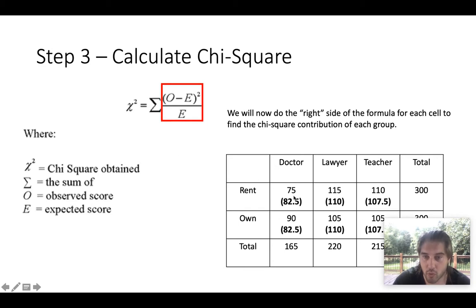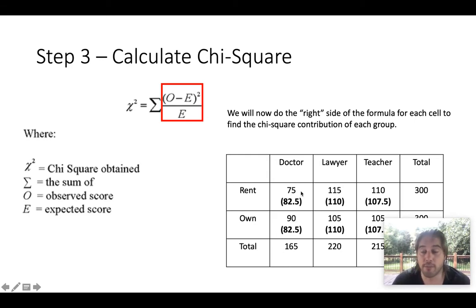So we're going to do the right side of the formula for doctors who rent, for doctors who own, for lawyers who rent and lawyers who own, and so on and so forth. We're going to get a chi-square contribution, so to speak. A number is going to pop out for every single cell. So we're going to end up with 3 numbers per cell.